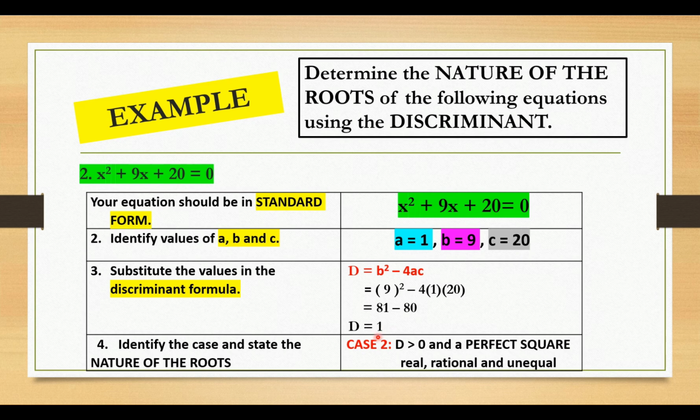Upon checking, 1 is greater than 0 and also a perfect square number, so that will fall on case 2. And for case 2, the nature of the roots would be real, rational, and unequal.